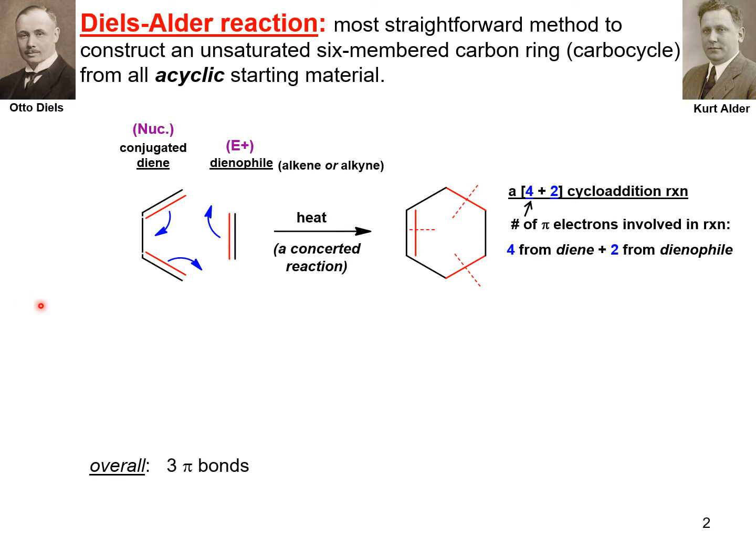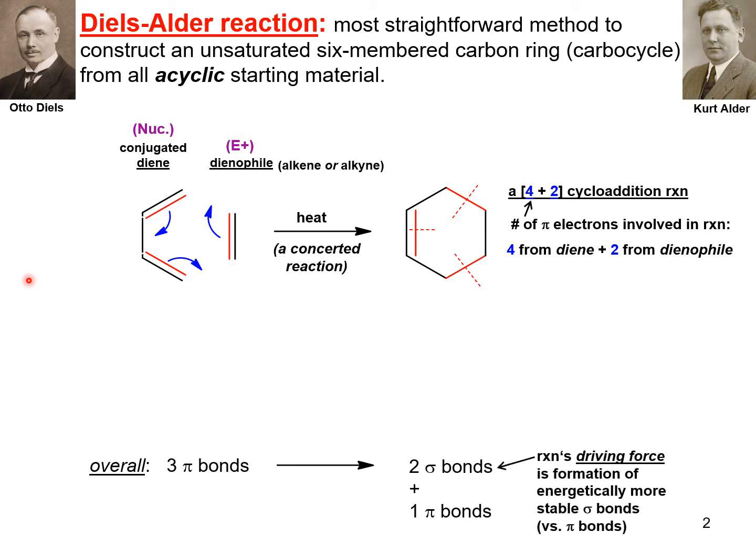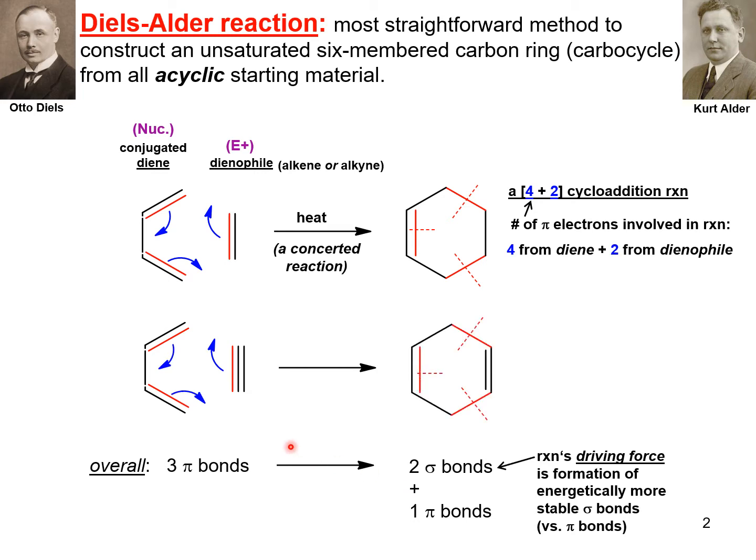In this process, overall, we have 3 pi bonds being converted to 2 sigma bonds and 1 pi bond in the new cyclohexene product, which is one of the driving forces of the reaction because sigma bonds are more stable than pi bonds. The reaction also occurs with an alkyne as the dienophile, and in this case you still have 2 new sigma bonds and a pi bond formed, but the product will have a 6-membered ring with 2 double bonds.